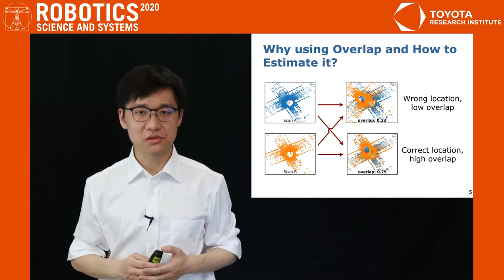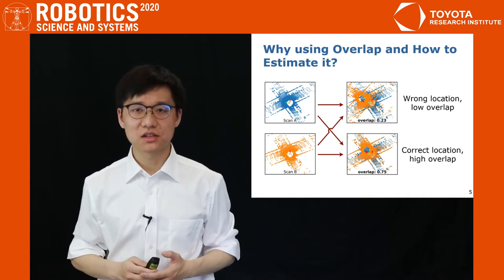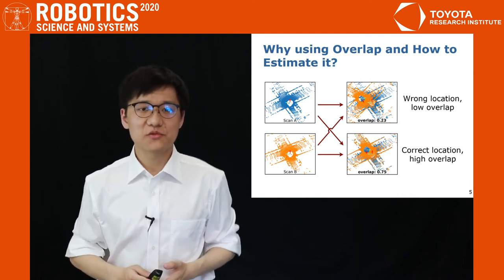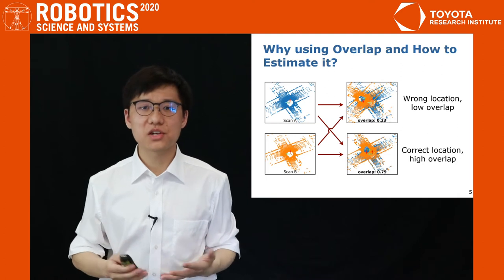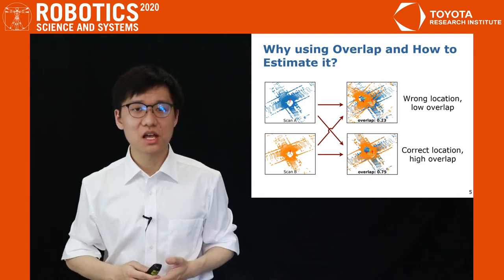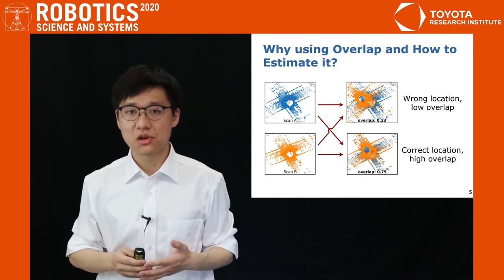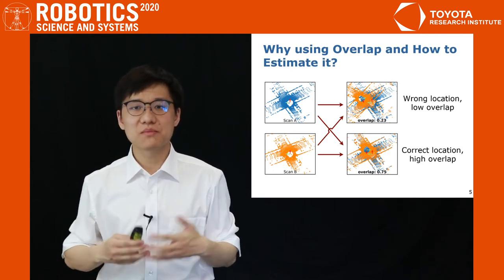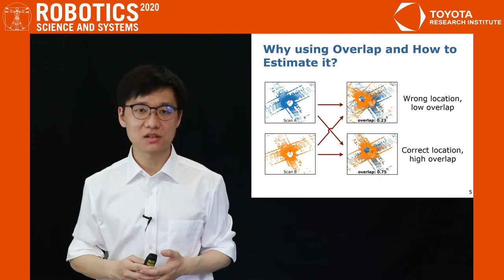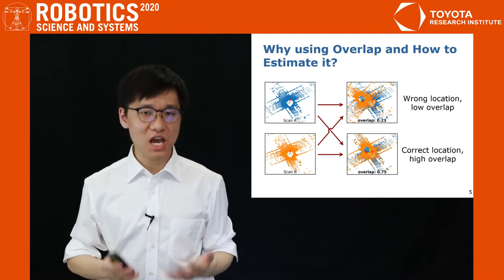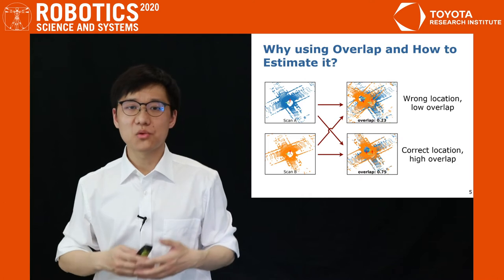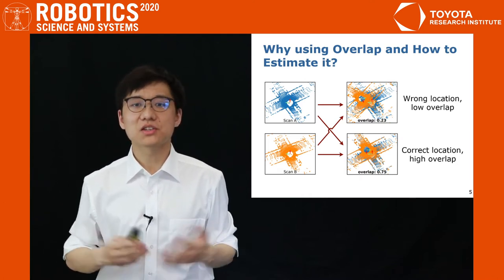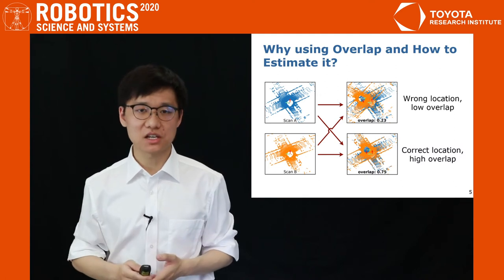This is an example. We have two LiDAR scans, scan A colored blue and scan B colored orange. If we put scan B at a wrong location with respect to scan A, the overlap between them is low. Otherwise, if the relative location is correct, the overlap between them is quite high if they are nearby. Our approach is able to predict the overlap without knowing the relative transformation between the scans. This can help us to find loop closure candidates.